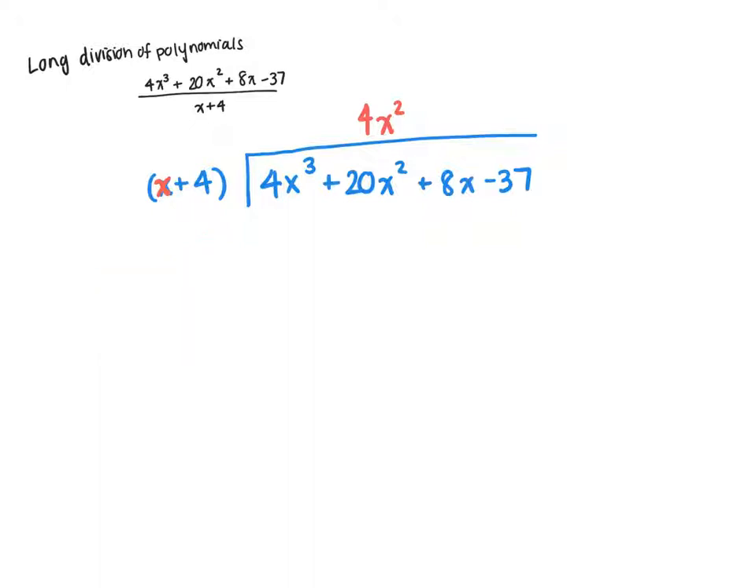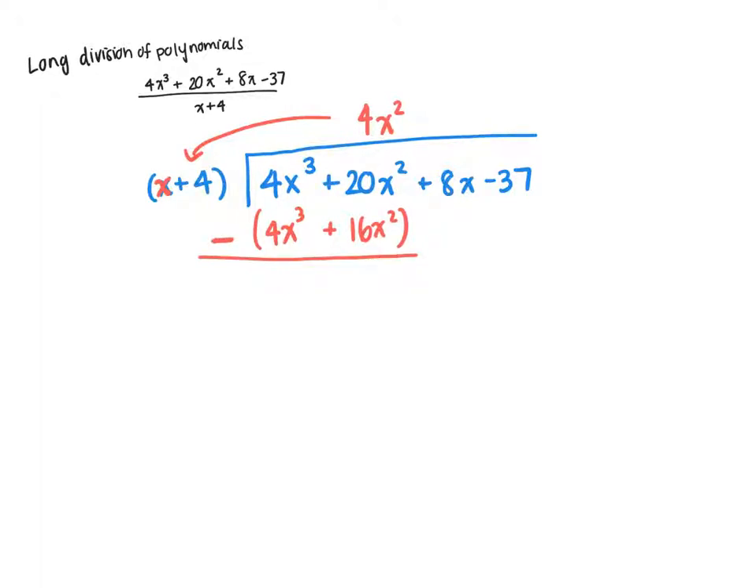Okay, so we're going to take 4x squared times this binomial and put it here. So 4x squared times x is 4x cubed. 4x squared times 4 is 16x squared. Okay, so we multiplied that. And just like in long division, we are going to subtract.